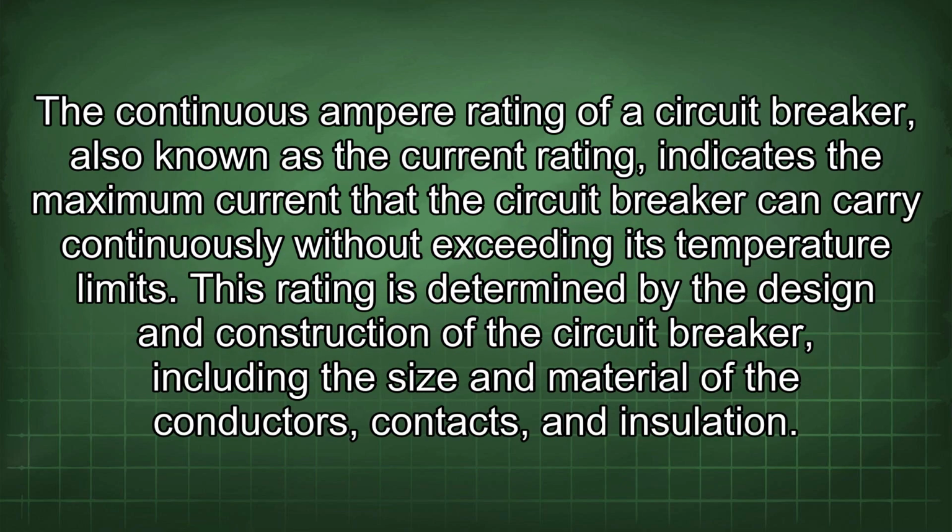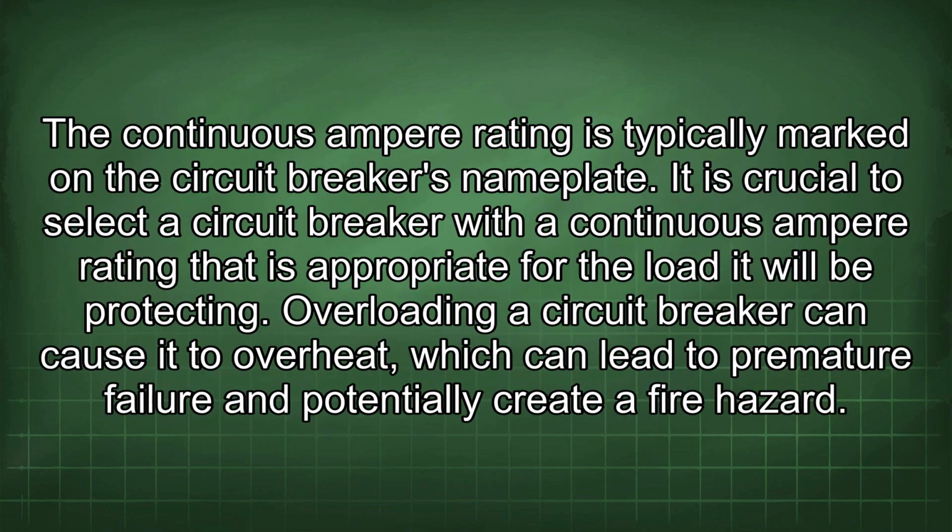The continuous ampere rating of a circuit breaker, also known as the current rating, indicates the maximum current that the circuit breaker can carry continuously without exceeding its temperature limits. This rating is determined by the design and construction of the circuit breaker, including the size and material of the conductors, contacts, and insulation. The continuous ampere rating is typically marked on the circuit breaker's nameplate.